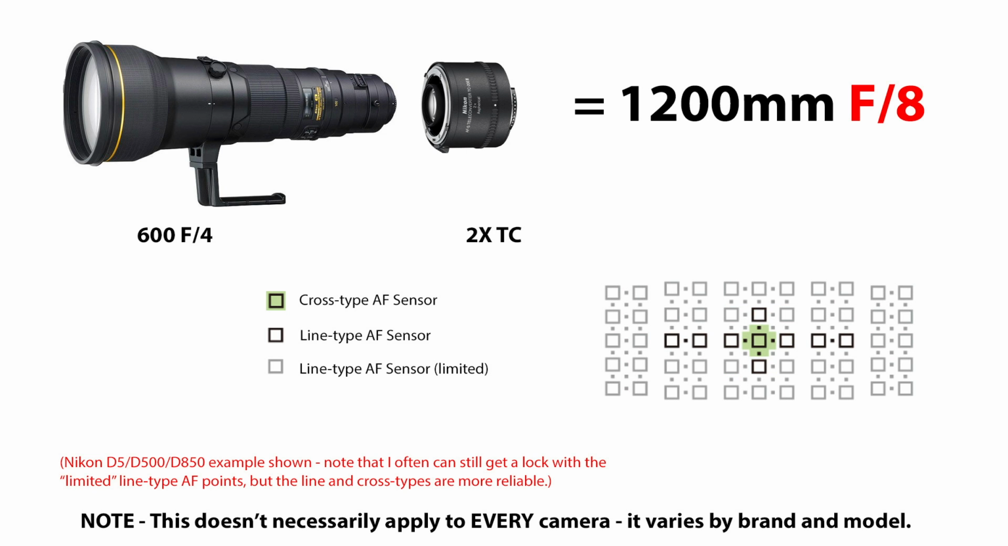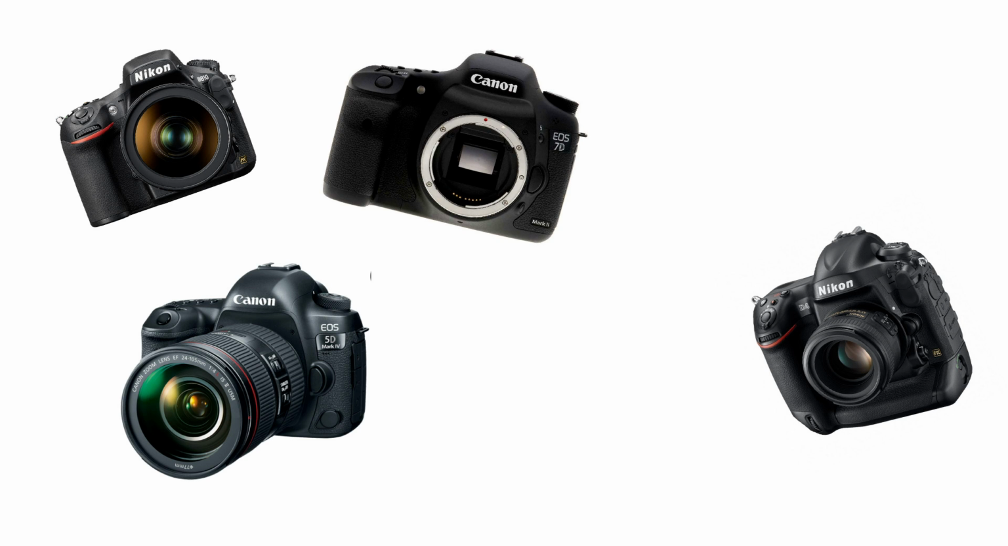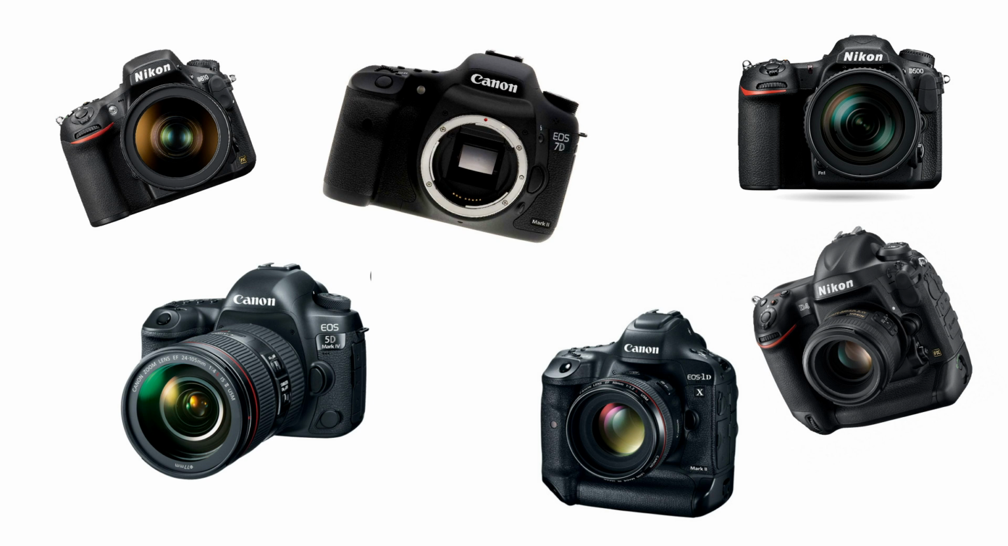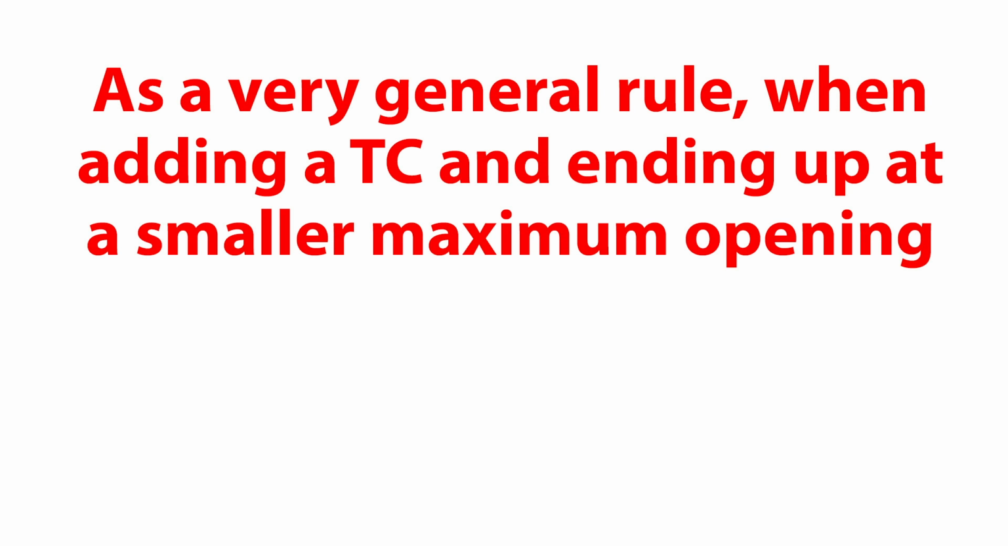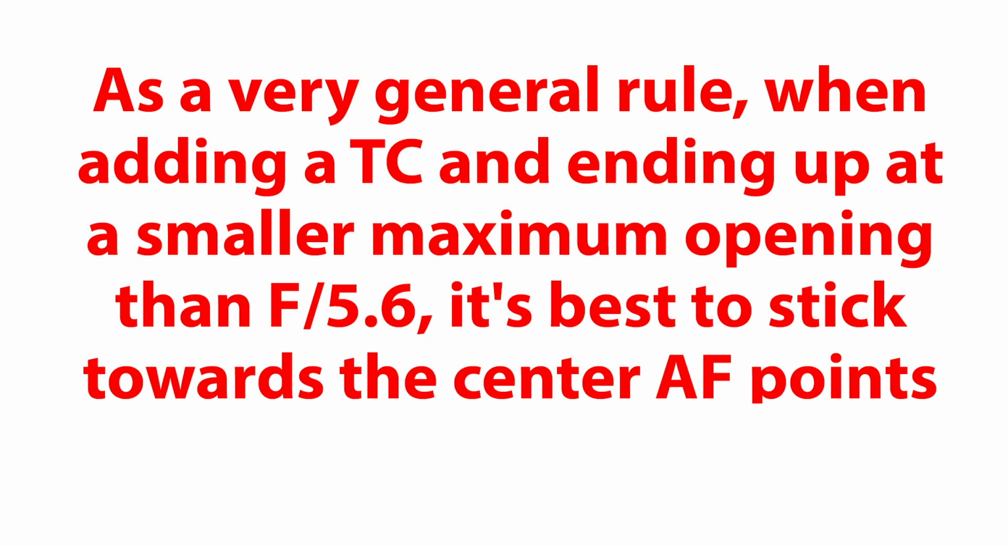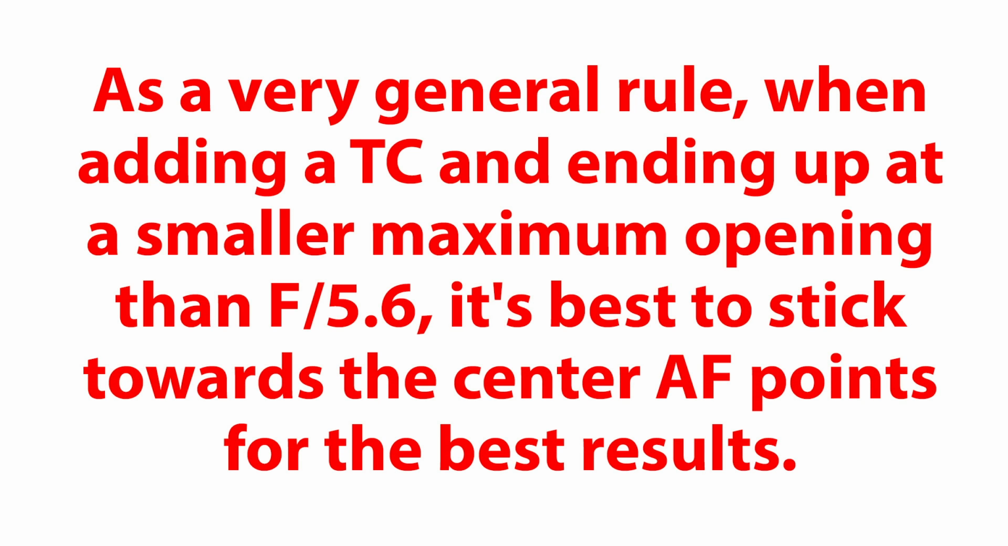Now let's say you add a different TC and you drop to f8. Maybe at that point only a few AF sensors continue to function reliably, and usually those are kind of centered towards the middle of the frame. Now, what works and what doesn't varies wildly by camera and brand, so I can't really cover specific models here. So my goal here is just to make you aware of it. As a very general rule though, when adding a TC and ending up at a smaller maximum opening than say f5.6, it's best to stick towards the center AF points for the best results.